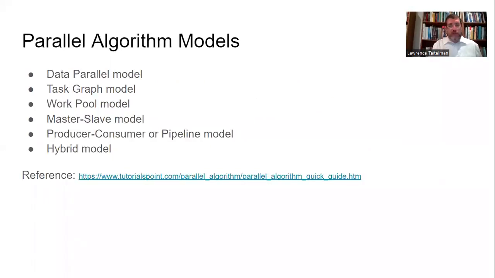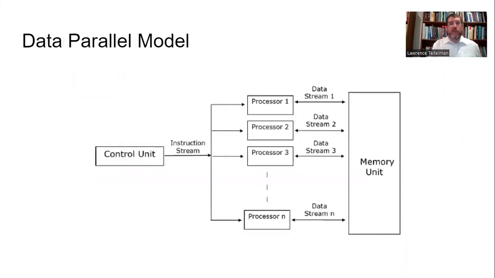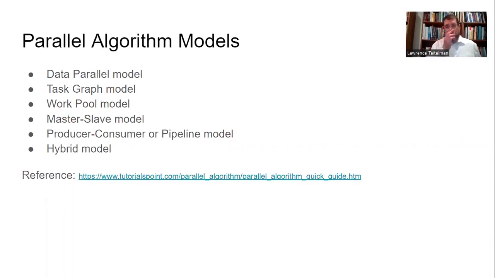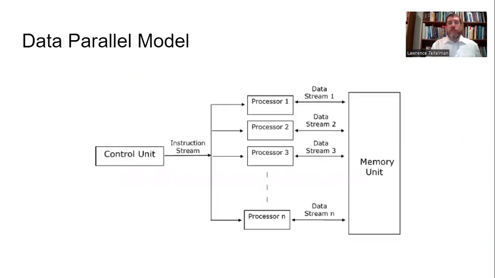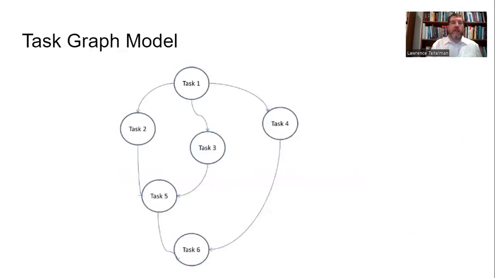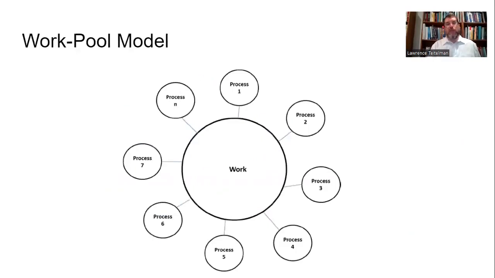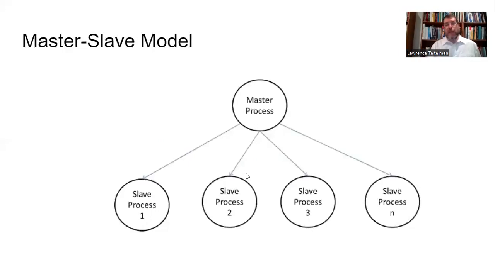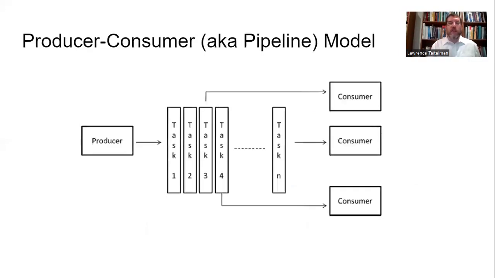Don't worry about this. These are some different models that we have. This is not important. Well, maybe we'll talk about it a little bit. What does a data parallel model mean? It means that you have different data streams, and each data stream feeds a different process on a different processor. A task graph model means you have multiple tasks going on. We could have a work pool model where you have different processes that are all accessing a work area. You have a master slave, although we don't call it that today. And then we have a pipeline.